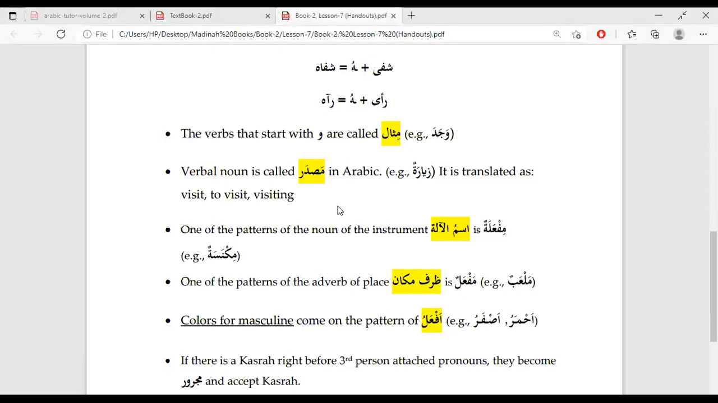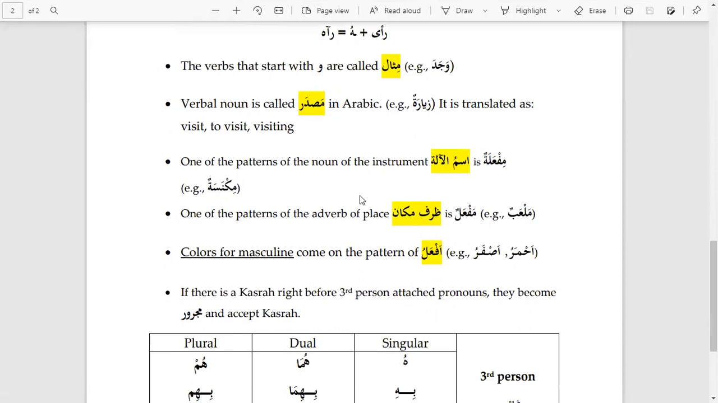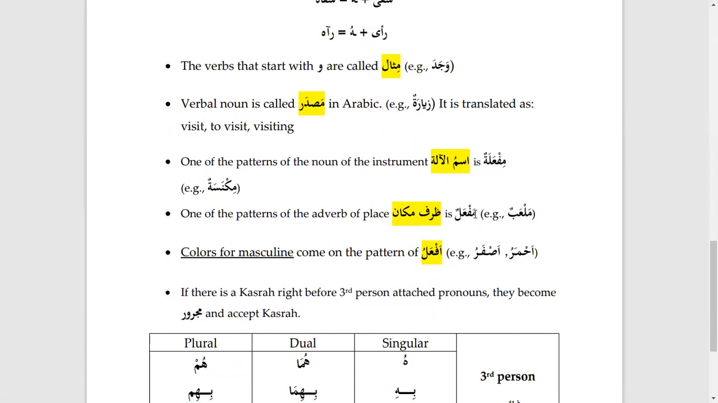After that, we have Ismul Ala. What is Ismul Ala? Ismul Ala is basically the noun of the instrument. Ala, and the plural is alat. It is one of the patterns that we have learned, mif'alatun. That means the word that comes on this pattern will be Ismul Ala. The one that we learned is miknasatun. Miknasatun is basically a broom. It is a kind of instrument, especially for the ladies maybe, that is used for cleaning.